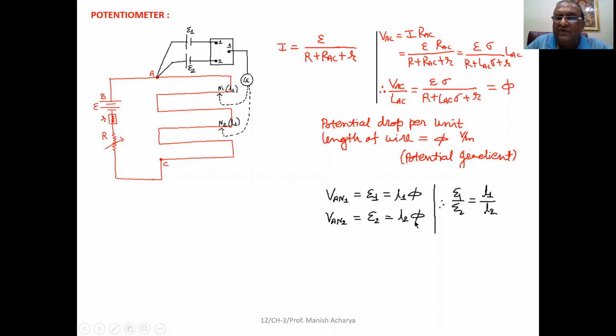So now take the ratio of these two equations. We will get E1 upon E2 equal to L1 upon L2. Now, if we have the value of the potential gradient, then you can calculate the EMF of the cell, and in this way you can compare the EMFs of the cells. Clear to all?